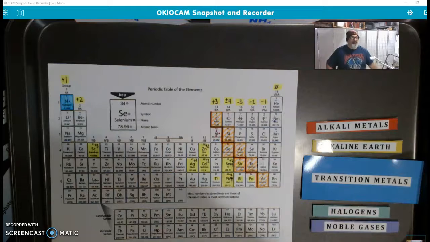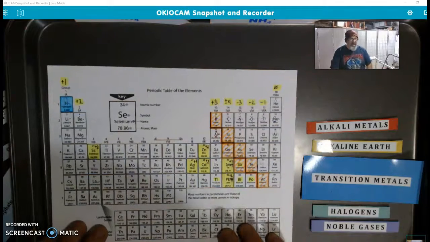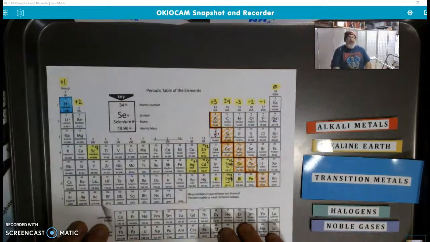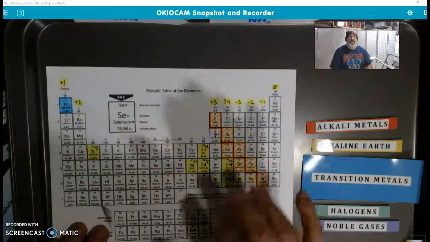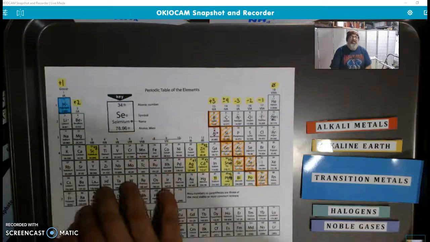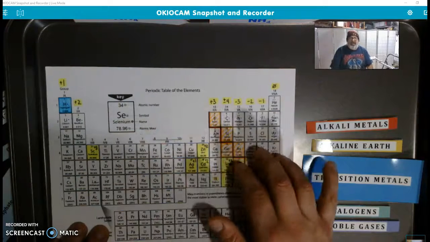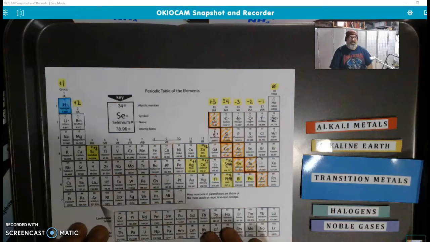So, you should have some type of periodic table already in your possession that shows you the charges when the metals get oxidized and when the non-metals get reduced. Okay, it's going to help you in bonding. It's going to help you quite a bit.